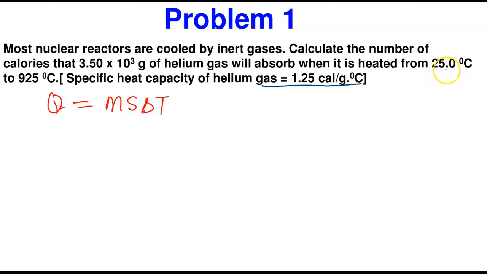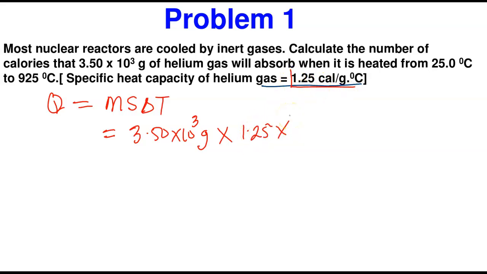And the temperature went from 25 to 925. So there's a change in temperature. There's no change of heat. If you look at it, there's no change of heat. So to calculate the amount of heat needed, we're going to say 3.50 times 10 to the power of 3 grams. We're going to multiply that by this constant, 1.25.